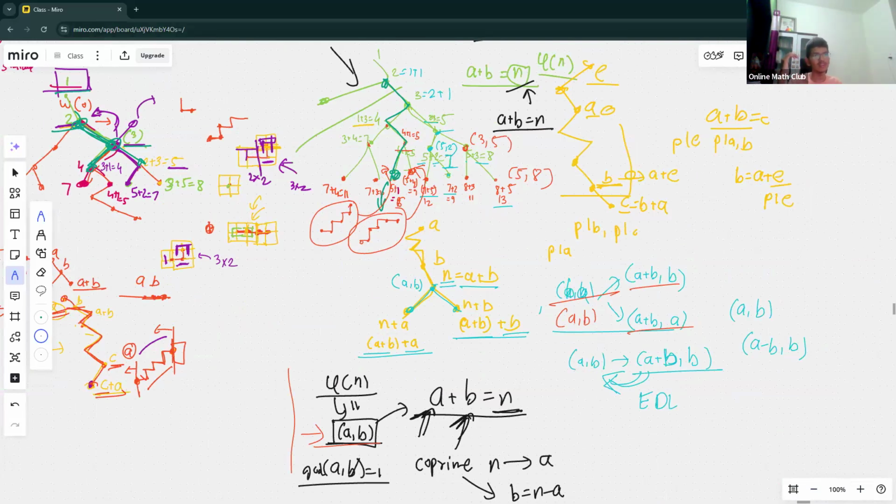Yes. Oh, wait, I missed the last part. The last notation that was written, I missed that. Okay, yeah. So this, okay, wait, just a second. Why am I doing this?